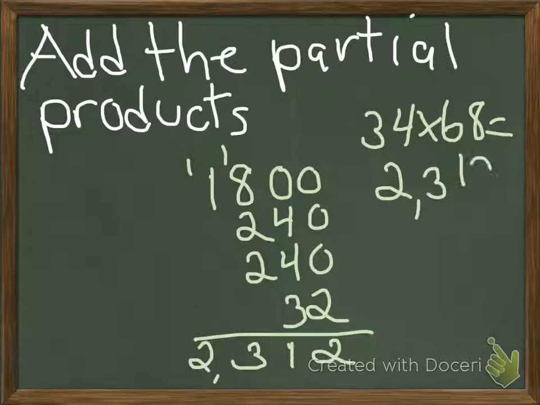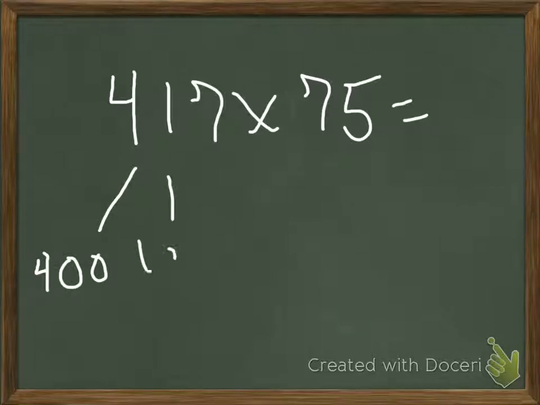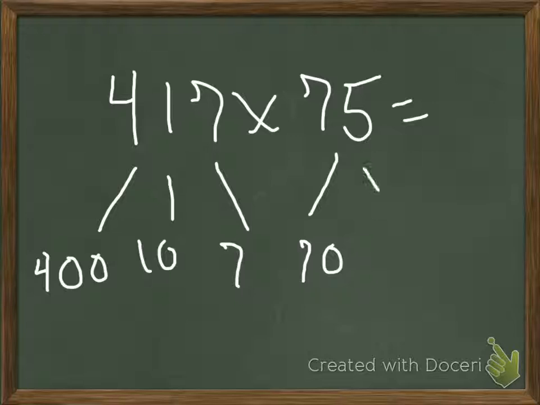Well done. You did a great job with the last problem. Let's try an example with 3 digits. 417 can be broken into 4 hundreds, or 400, 1 ten, or 10, and 7 ones. And 75 can be broken into 7 tens, or 70, and 5 ones.